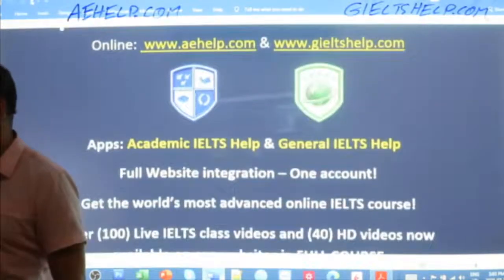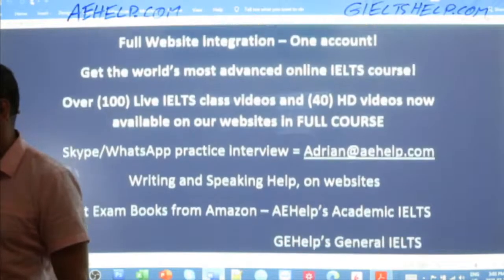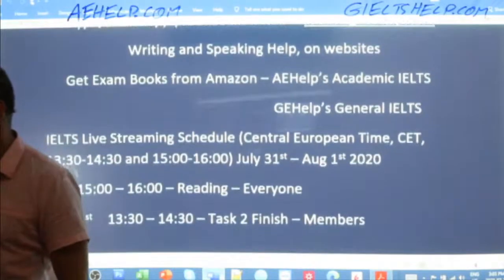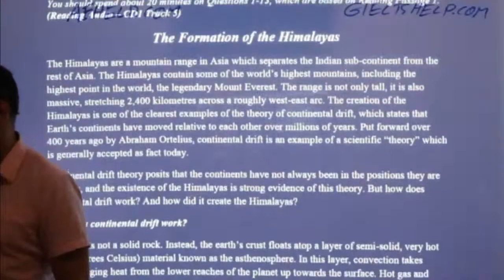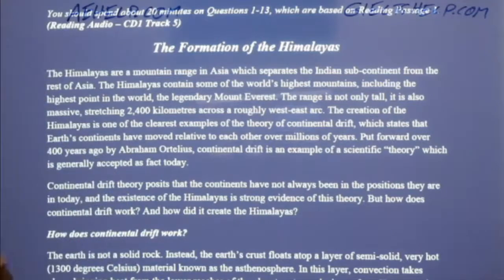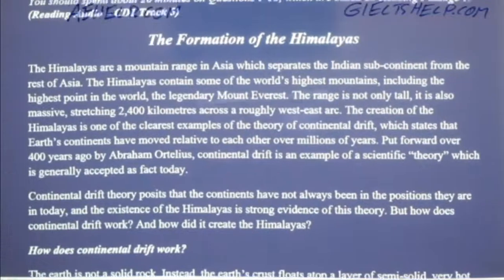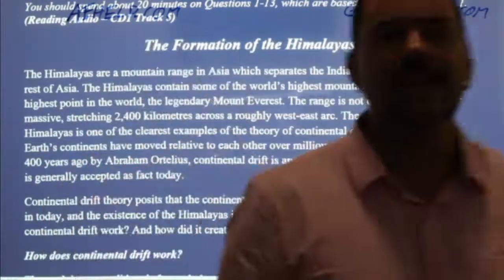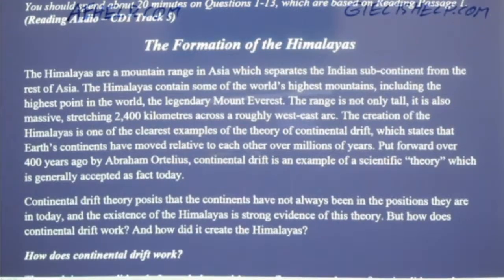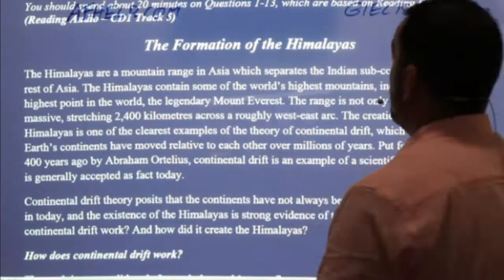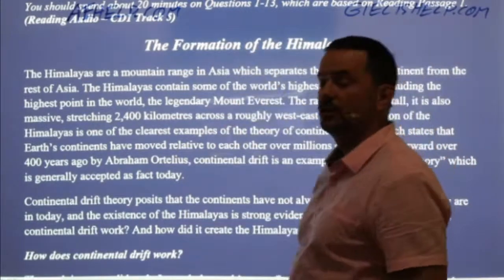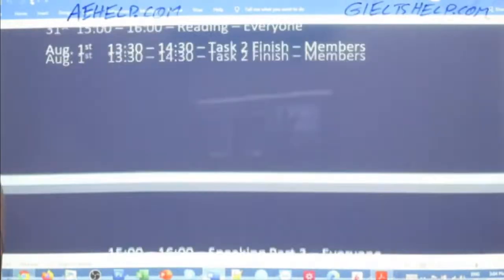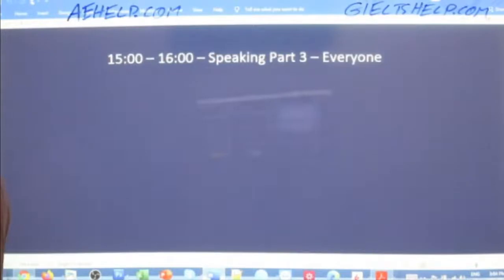So the first strategy when you're in the reading section is, of course, to read the title, okay? So the title of today's reading passage is The Formation of the Himalayas. The Formation of the Himalayas. Now, when we read the title of the passage, there are two very important steps. The first one is visualize, and the second is to think critically about it. So what are they? Why are they?